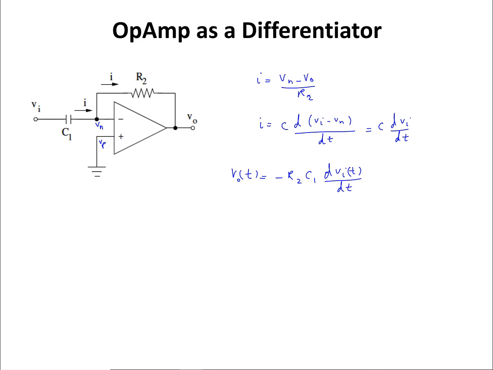So this one differentiates the input signal and then multiplies it by a coefficient that's equal to R2 times C1, and operates as a differentiator circuit.